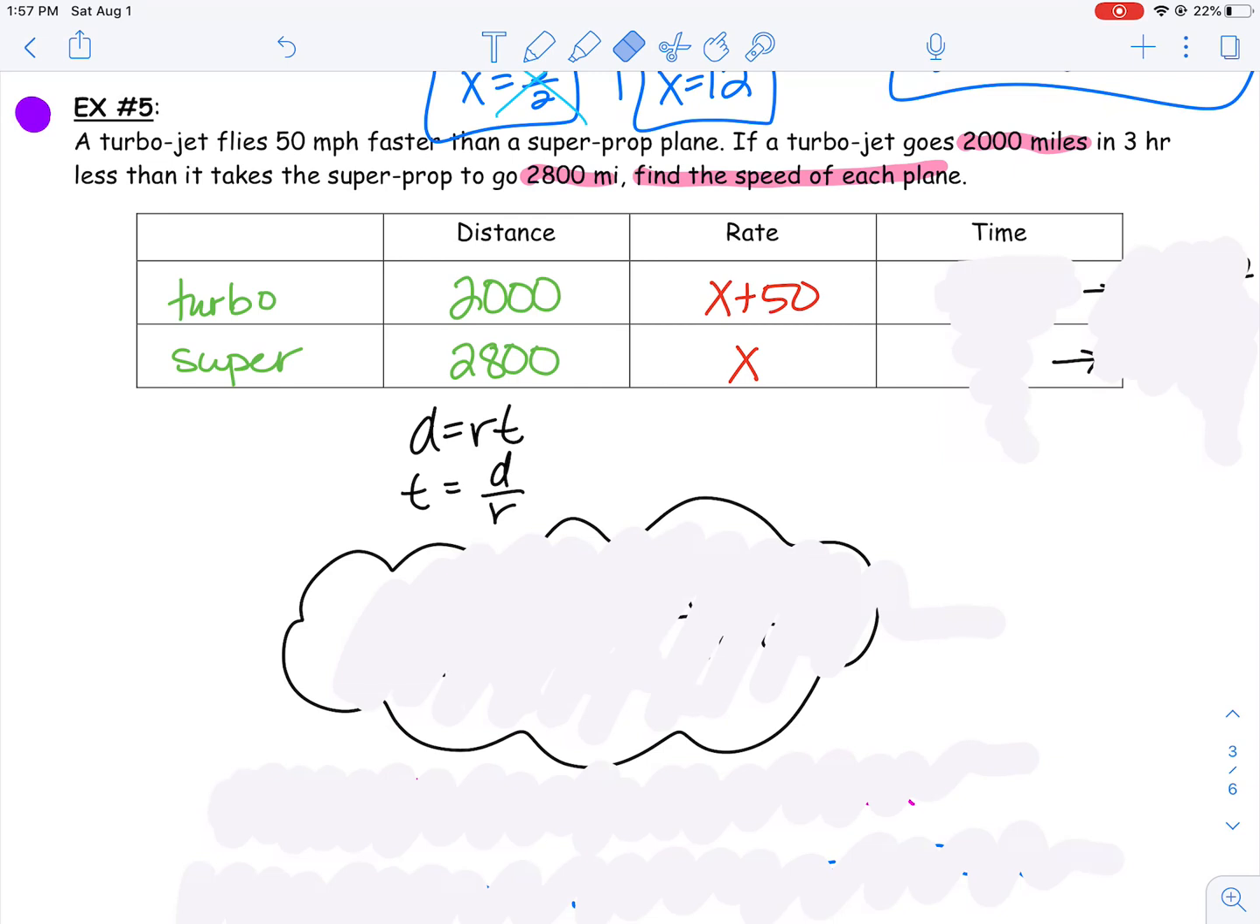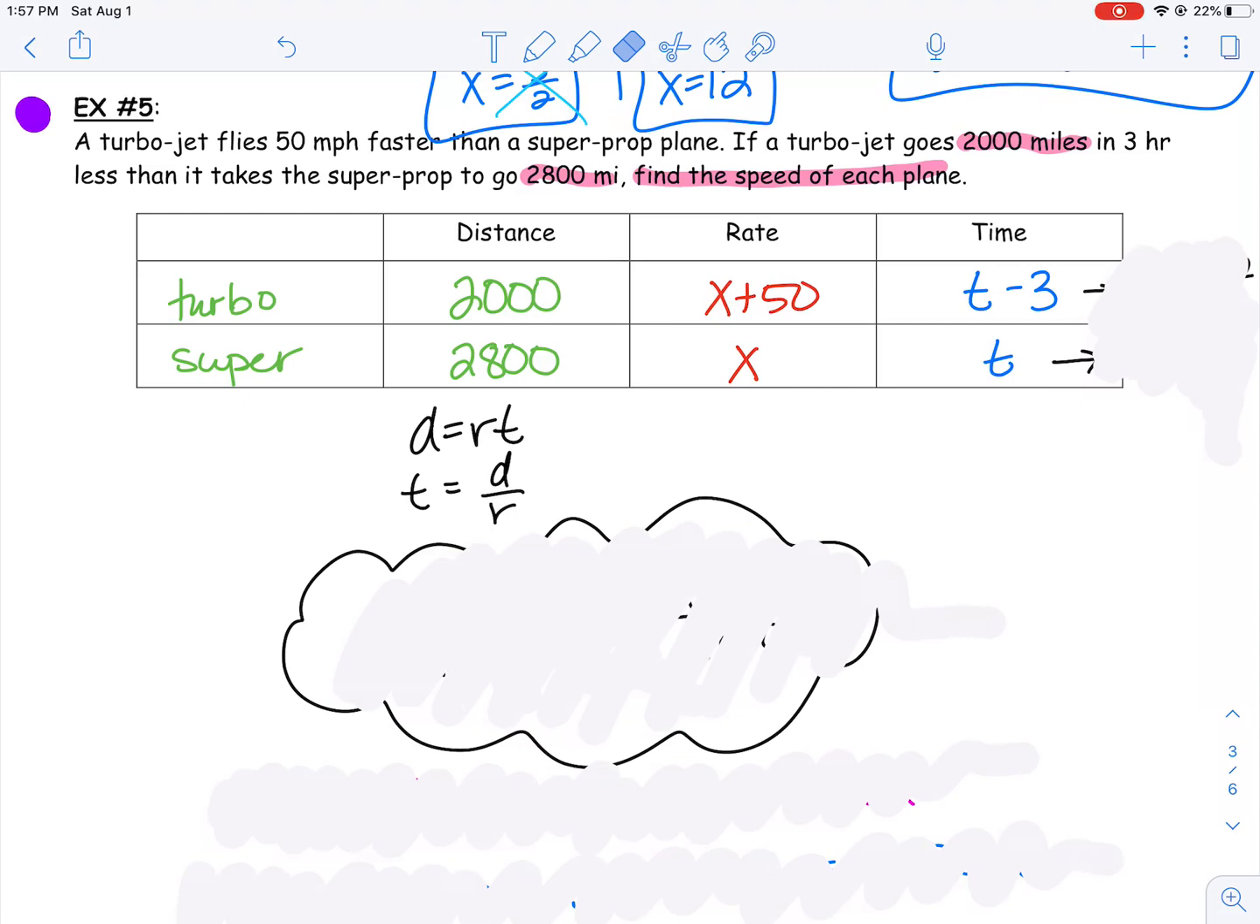Okay, do we know the times? Well, it says here that the turbojet goes 2,000 miles in 3 hours less than it takes the superprop plane. So we don't really know their times, but we do know that it's less. We don't know the time of the superprop plane, but we do know the turbo plane takes 3 hours less than that. So whatever the time is, minus 3 hours, right? So can I say t and t minus 3? But that's a lot of variables. We don't really want x's and t's in our problem.